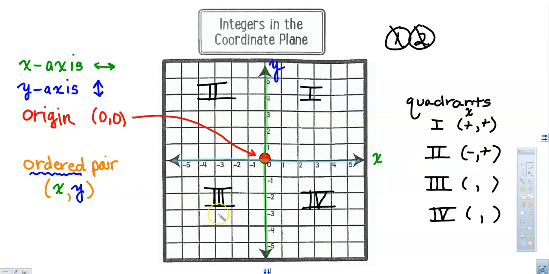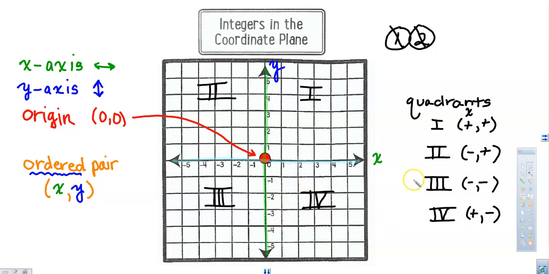If we're in this third section, quadrant 3, our x values are to the left of 0 and our y values are below 0. So all the points we might plot in this section are going to have negative x values and negative y values. And finally, the fourth quadrant. We have right here, all our x values are to the right of 0, the ones running left to right, and all our y values are below 0, the ones running up and down. So that'll be a positive x value in that section, followed by a negative y value.